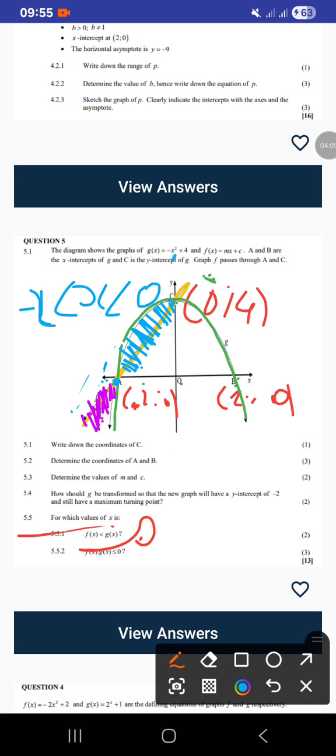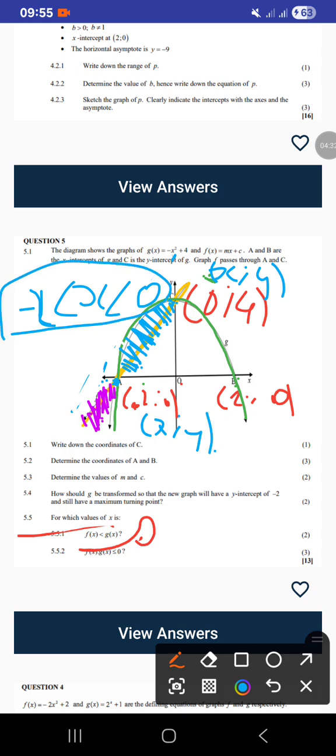Remember, the coordinate form is x is to y, but we're only taking the values of x. The values of x are when x is greater than negative 2 but less than 0. Then the graph of f will be less than the graph of g, because the graph of g of x is above the graph of f of x. If it's above the graph of f, that means f is smaller.